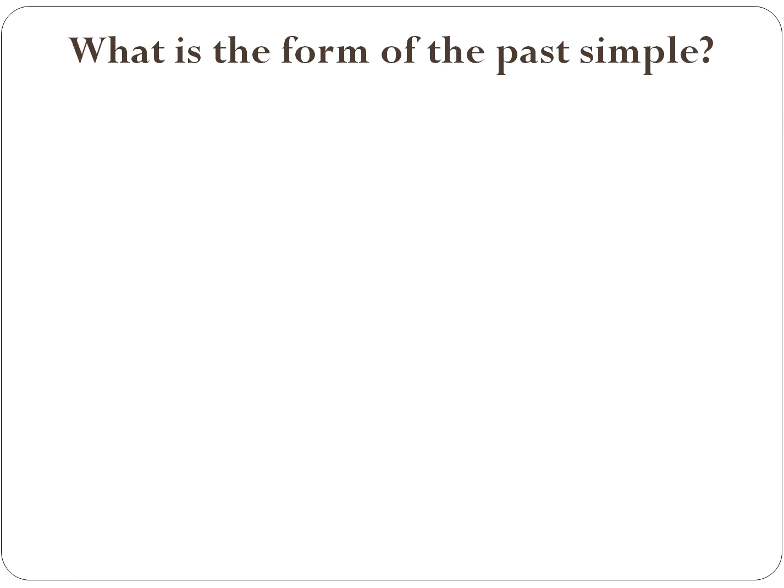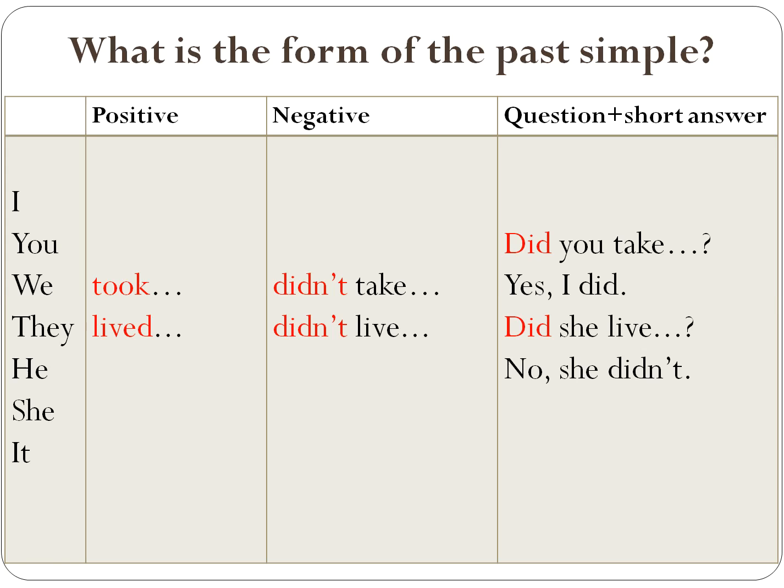Now, we have to quickly review the past simple. You are supposed to know the form of the past simple by now, but if you need to refresh your mind, okay, it's quite simple. You just conjugate the verb. If it is irregular, you have to learn the irregular past form, and if it is regular you just add ed, didn't for the negative, did for the questions and short answers.